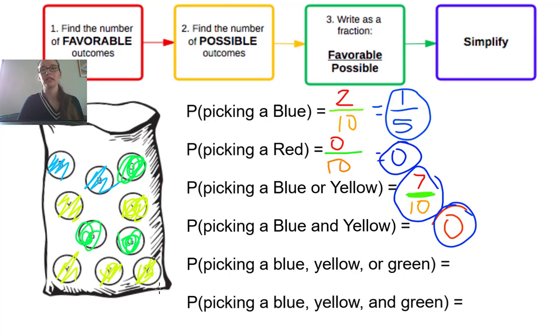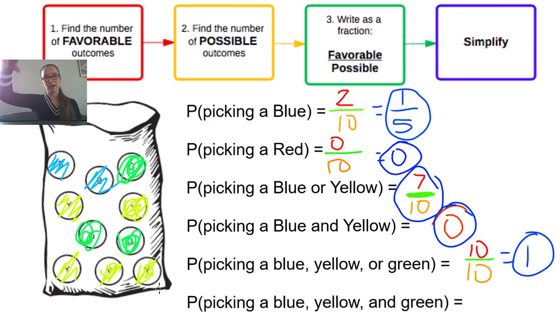Probability of picking a blue, yellow, or green. So I put my hand in the bag, I pull out a marble. Can it be blue, yellow, or green? Yes. All 10 marbles can be one of those. There's 10 marbles out of 10 as a fraction, and I simplify that down to 1. So the probability of picking a blue, yellow, or green is 1. It's 100% likely. It's certain to happen. It's guaranteed.